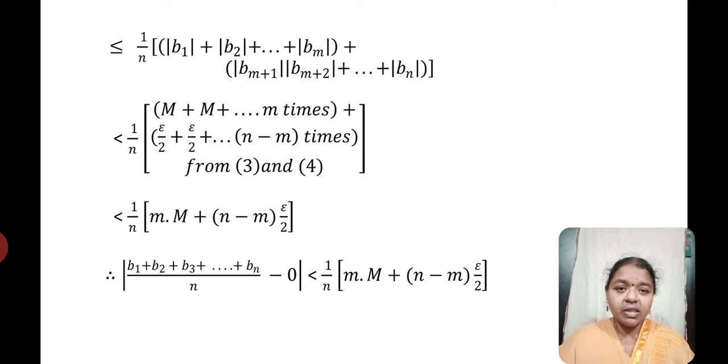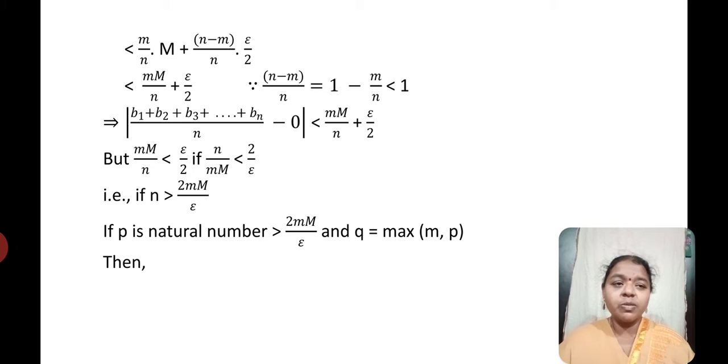So this is nothing but less than 1 by n into small m into capital M plus n minus m into epsilon by 2. So the next step is, we will be splitting the denominator and writing it as less than m by n into capital M plus n minus m by n into epsilon by 2. Now this is less than mM by n plus epsilon by 2. That is, n minus m by n is taken as 1.